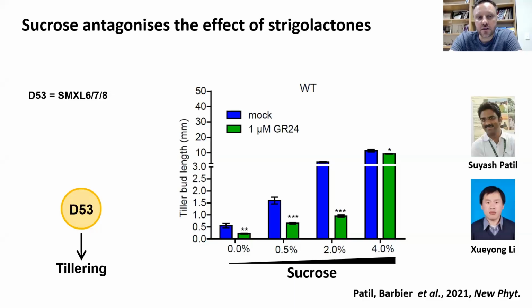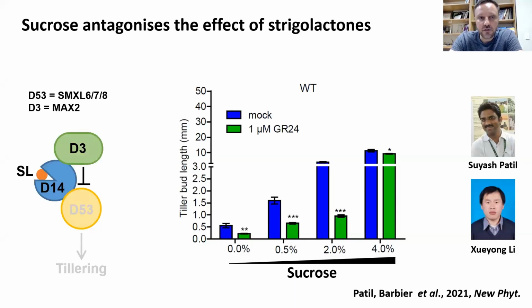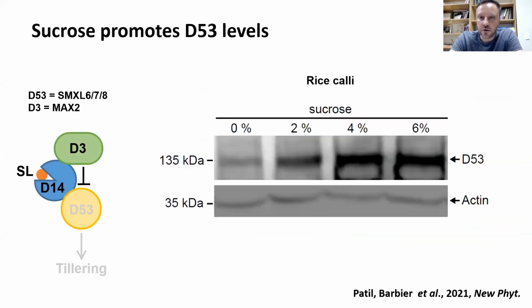So tillering is triggered by a protein called D53. And D53 is targeted for degradation by strigolactones, notably due to the fact that strigolactone forms a complex with its receptor, D14, and an F-box called D3, also known as MAX2 in Arabidopsis. So we first looked at the response of D53 to sucrose. Using Western blot, we could see in rice callus that D53 strongly accumulates in response to sucrose.